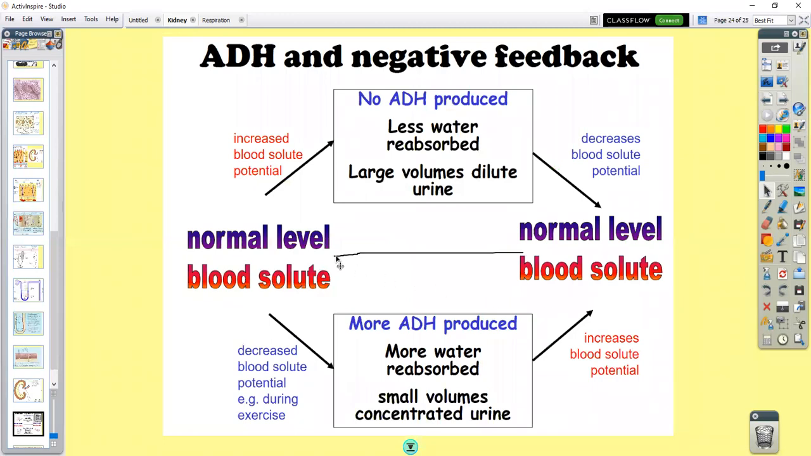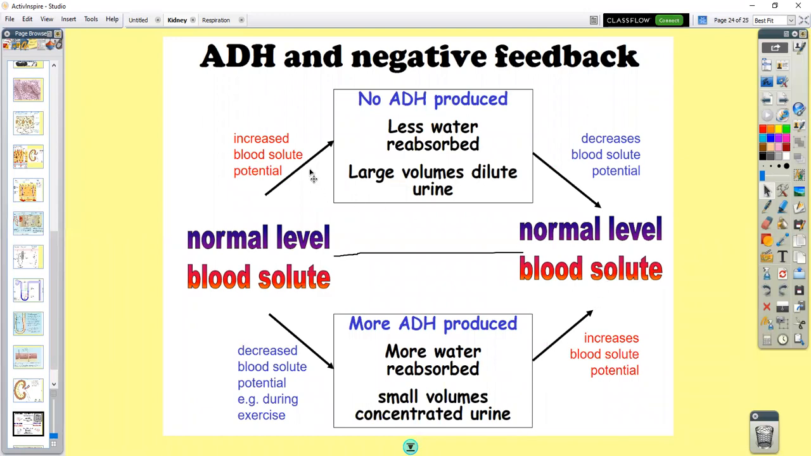And here you can see there's the normal. Think of that seesaw balanced. That's your normal level. If, let's say, you do some exercise, that will lower the concentration of water in your blood. So it decreases the solute potential or decreases the water potential. Then you'll produce more ADH. You'll reabsorb more water from the collecting ducts. You produce small volumes of highly concentrated urine, and then that will bring it back up to normal.